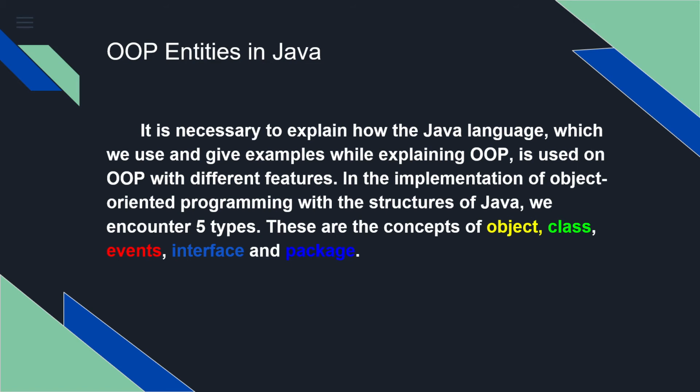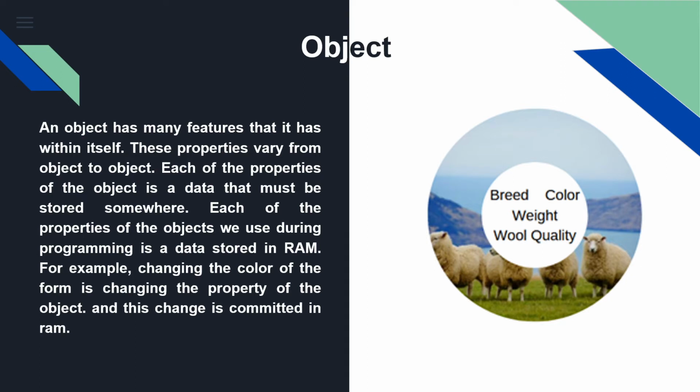Let's start. Object. This is the main factor of OOP. As you know, it has many features within itself. It is the fundamental thing when you build the OOP design. Each of the properties of the objects we use during programming is data stored in RAM. For example, changing the color of the form is changing the property of the object, and this change is committed in RAM.